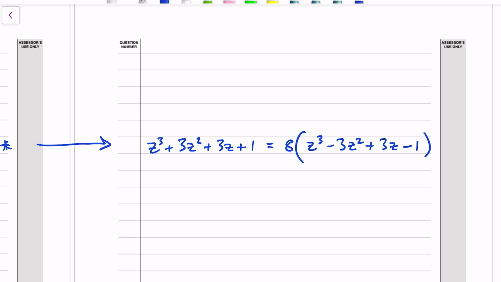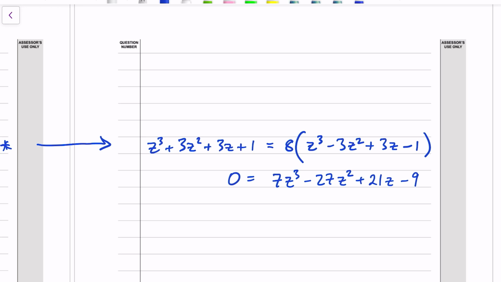Rearrange this by moving everything to one side. Oopsies, not 7 cubed, 7z cubed. Minus 24z squared on the right, minus another 3 makes minus 27z squared. 24z on the right, minus another 3z gives you 21z. And minus 8 on the right, take away another 1 makes minus 9.